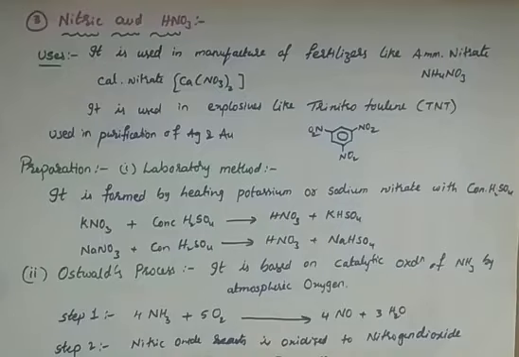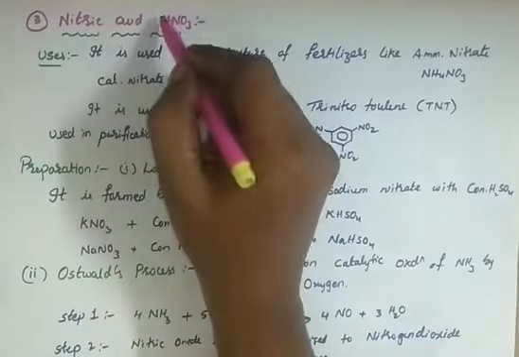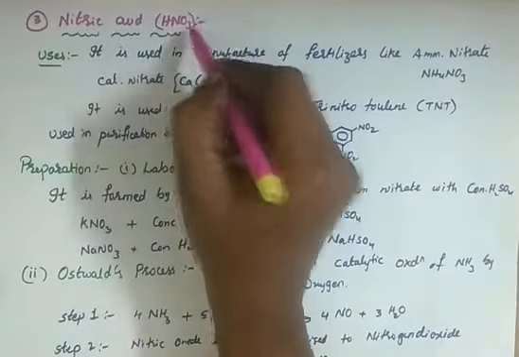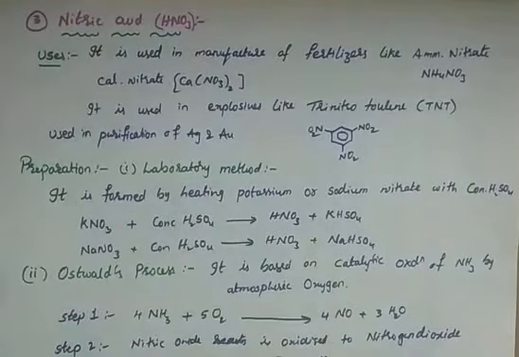Good morning, students. Now we are in the last part of the 15th group elements. In the previous classes we have studied about dinitrogen and ammonia, their uses, preparation and properties. Today we are going to discuss nitric acid, that is HNO3, its uses, preparation and properties.